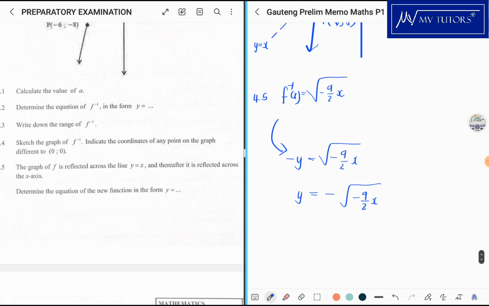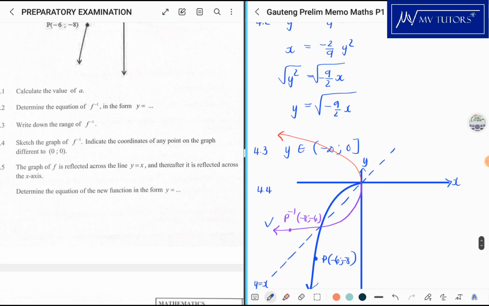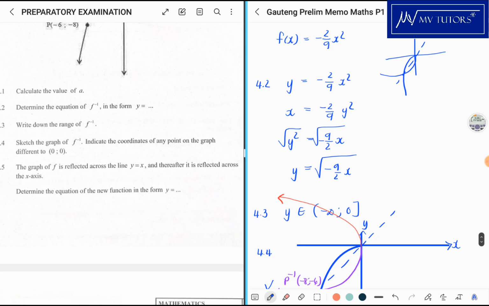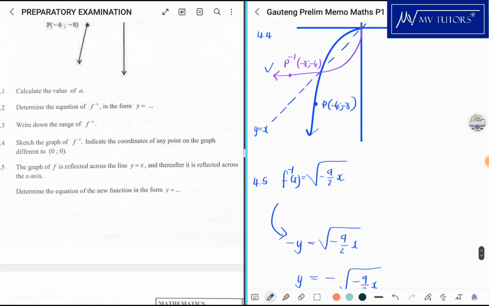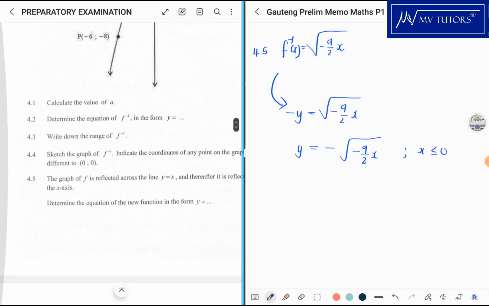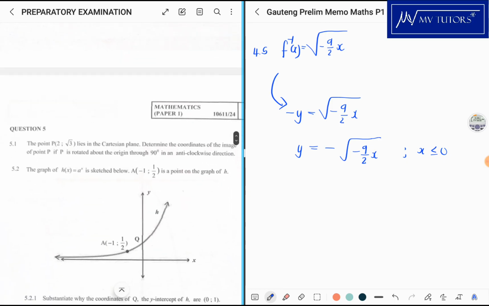Another thing: we have a square root, so you need to make sure that x is actually smaller. Because of this negative, we need to make sure that x is smaller than or equal to 0, so that you don't have math errors. So even here, again, x has to be smaller than or equal to 0. And we are done with question 4.